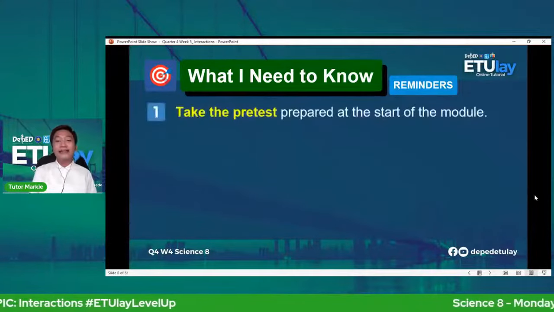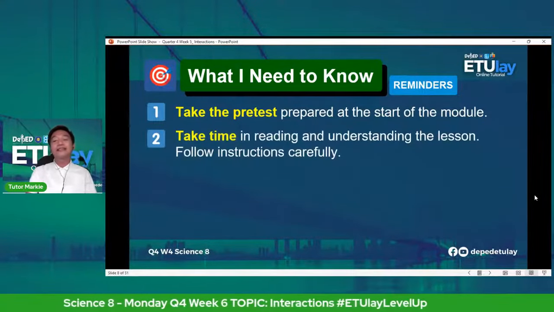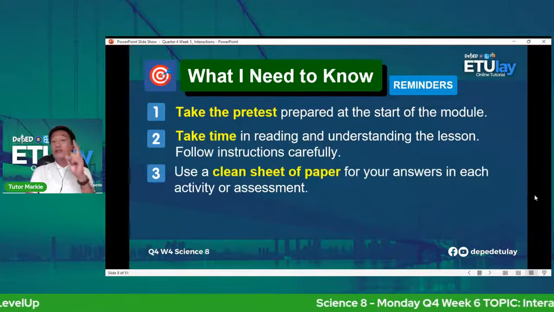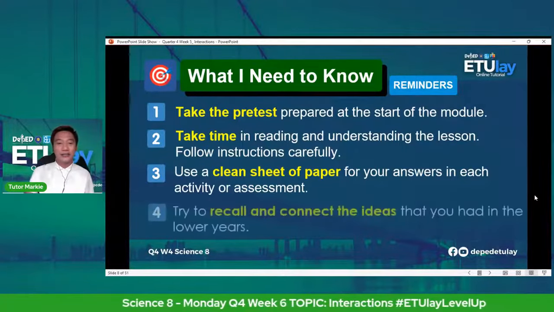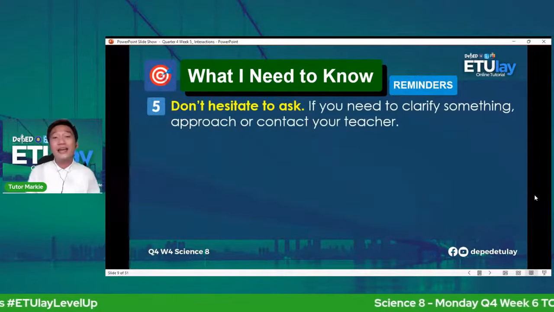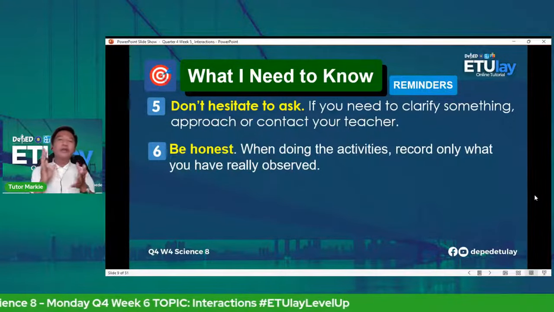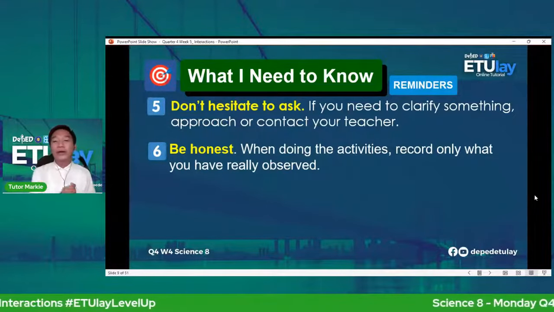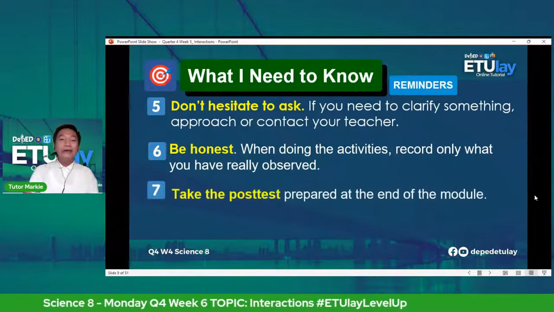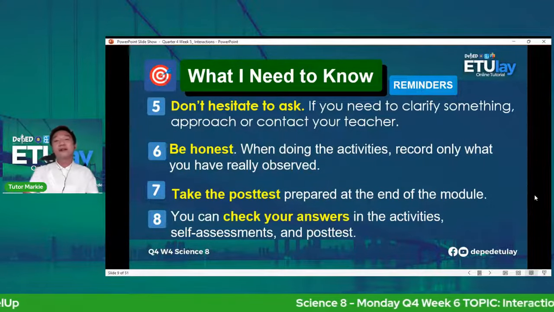First one is to take the pretest prepared at the start of this module or the start of this session. Another one is to take time in reading and understanding the lesson and follow instructions carefully. Use a clean sheet of paper for your answers in each activity or assessment, or simply comment your answer on our comment section. Also try to recall and connect the ideas that you had in your lower years. Don't hesitate to ask if you need to clarify something, approach or contact your teacher. Siyempre, nandiyan naman sila ma'am. If you have something na hindi kayo medyo naliliwanagan, nandiyan lang naman sila ma'am. One chat away lang naman sila ma'am. Another one is be honest when doing this activity, or record only what you have really observed. Take post tests prepared at the end of this session or at the end of this module, and you can check your answers in the activities, self-assessments, and post tests.